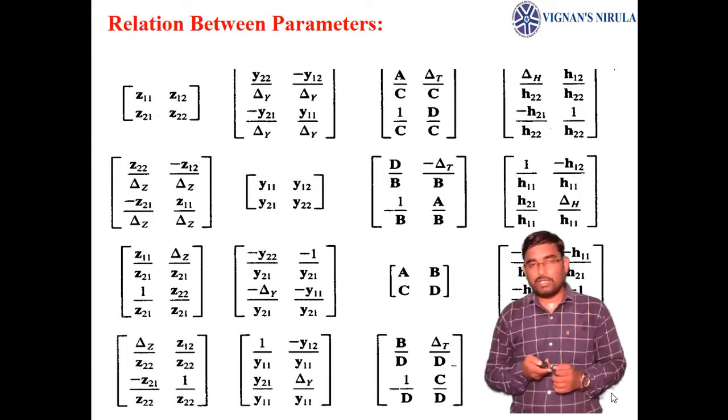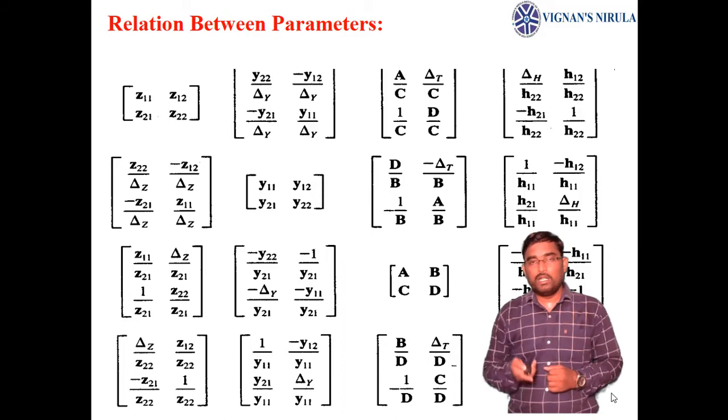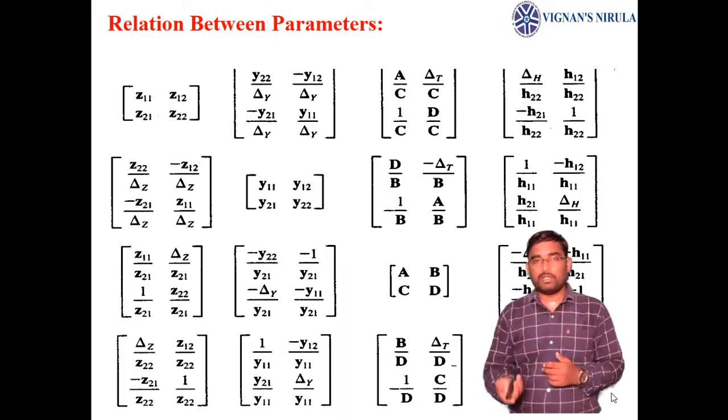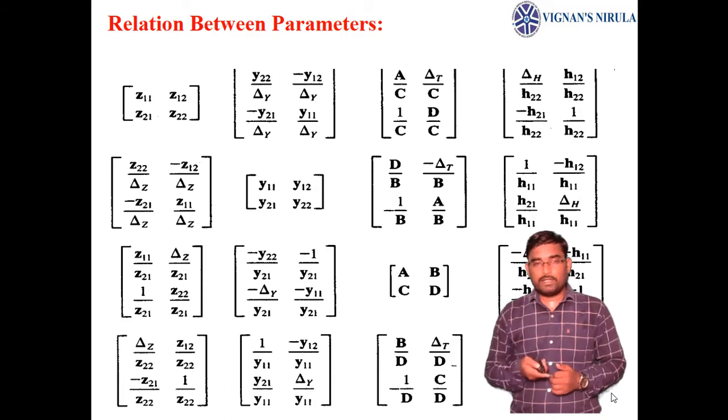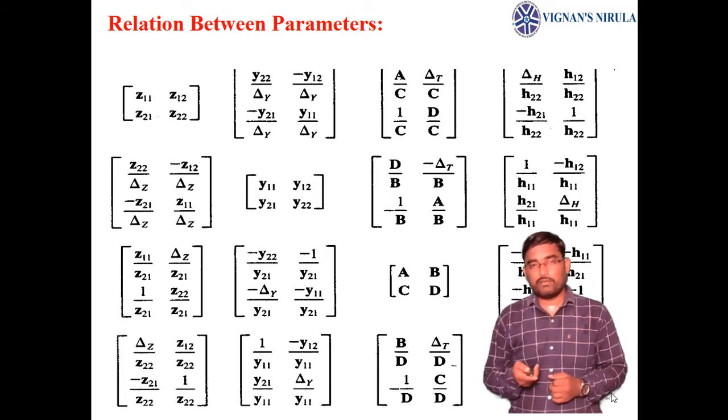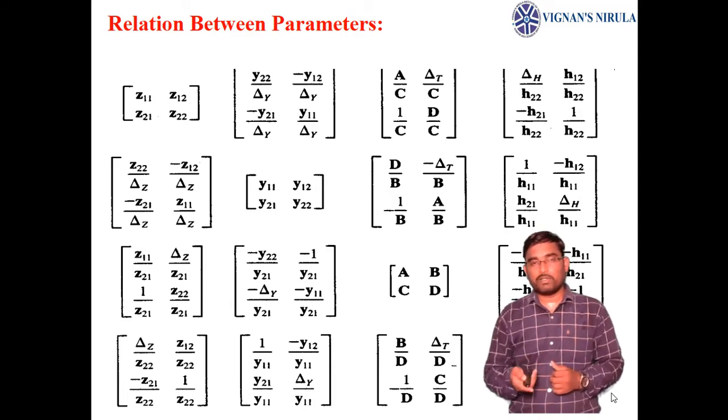In the same way, the second row gives the relation of Y parameters in terms of other parameters. See the second matrix of the second row, which is the Y matrix, Y11, Y12, Y21, Y22, and the remaining three matrices of the second row. The first matrix of the second row gives the relation between Z and Y, meaning Y parameters in terms of Z parameters: Y11 equals Z22 by delta Z, Y12 equals minus Z12 by delta Z, Y21 equals minus Z21 by delta Z, and Y22 equals Z11 by delta Z.